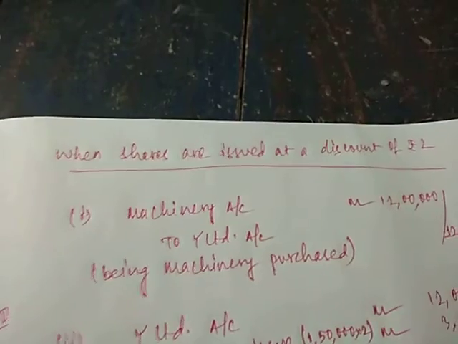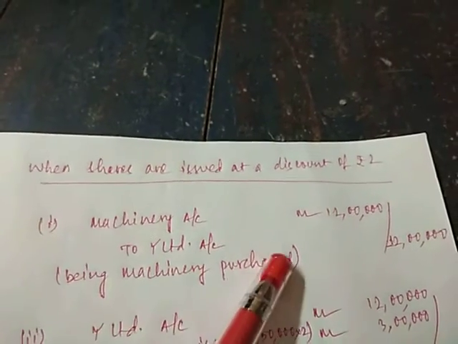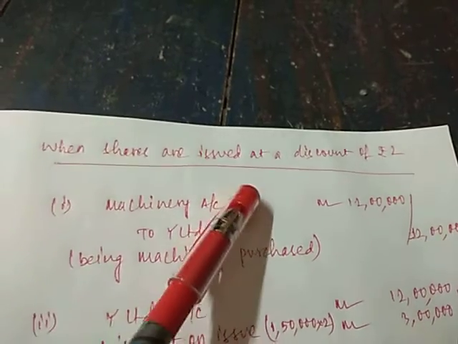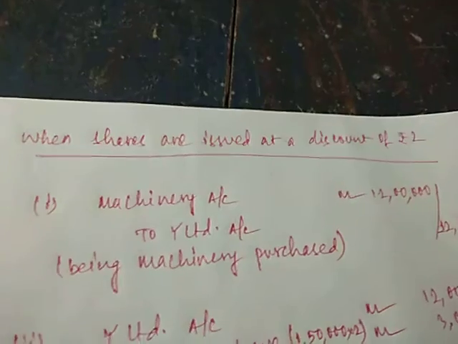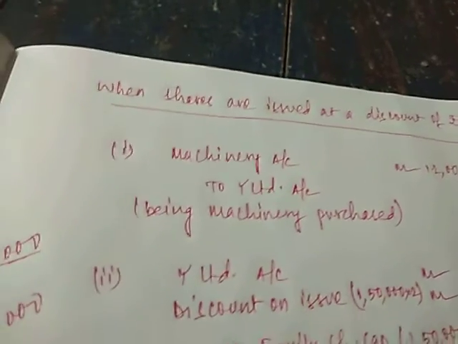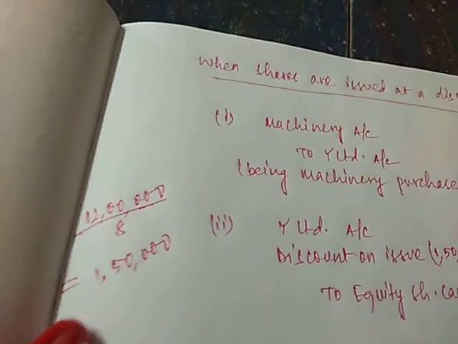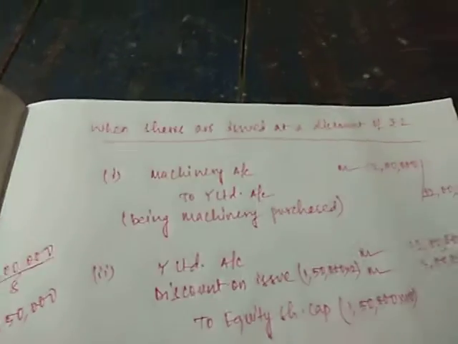Also we will see the case of discount. When shares are issued at a discount of rupees 2, in that case also the first entry will remain same, machinery account debit to Y Limited 12 lakh, there will be no change in the first entry. In the second entry, since there is a discount, the effective value of share becomes rupees 8. The face value of share is rupees 10, and when you subtract the discount it becomes rupees 8. So 12 lakh when divided by 8 gives you 1,50,000. So you need to issue 1,50,000 shares now.